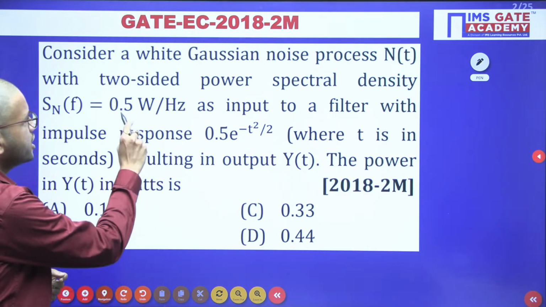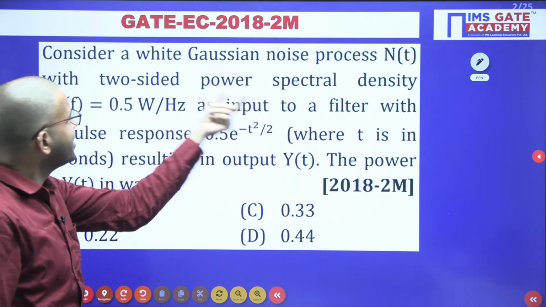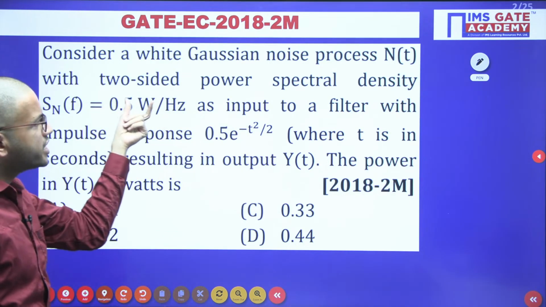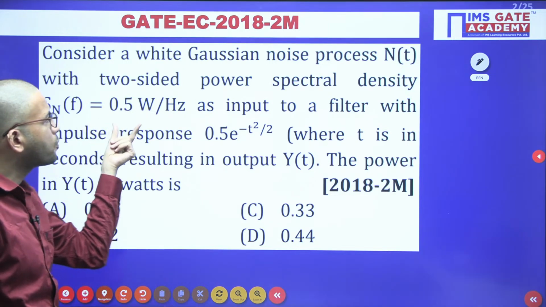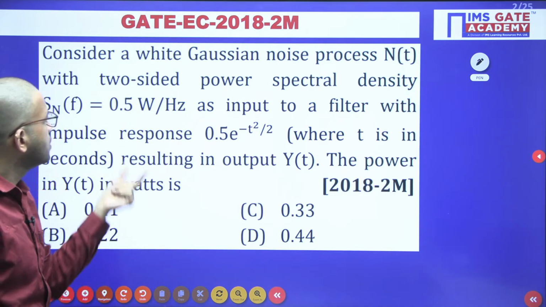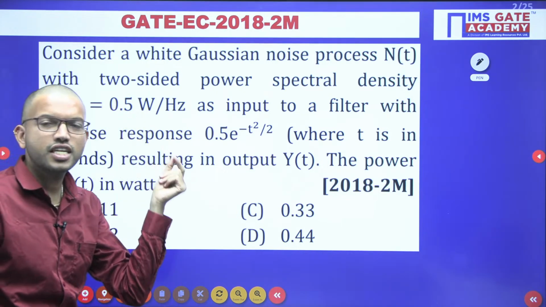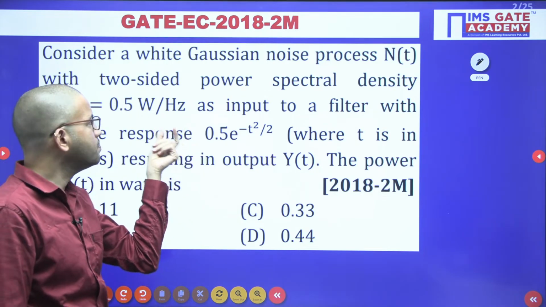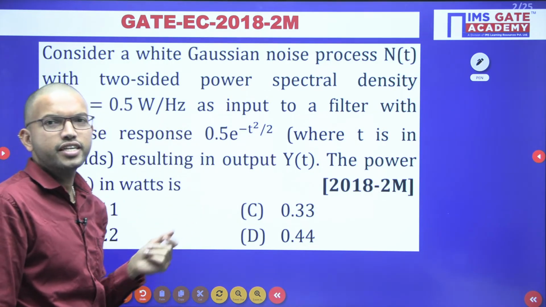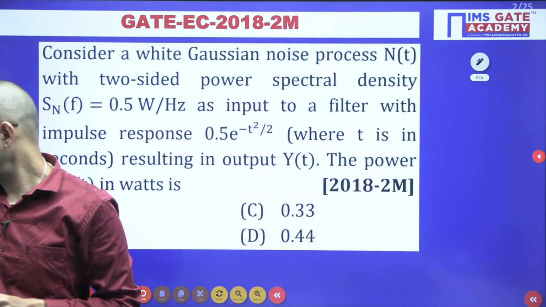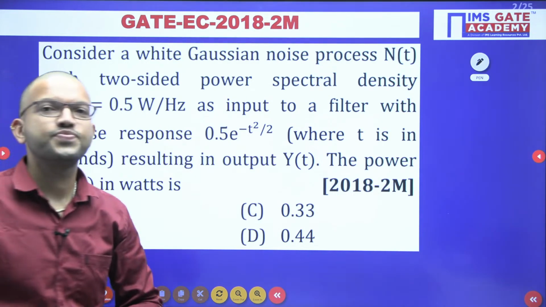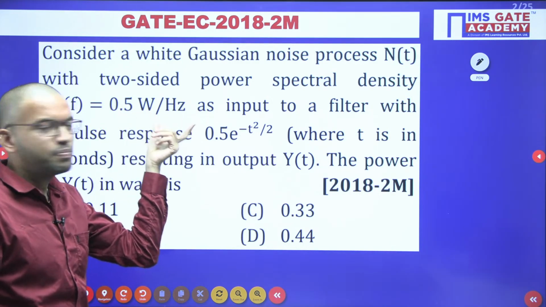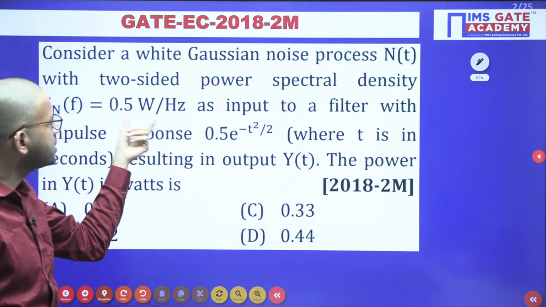In this question they have mentioned that N of t is a white Gaussian noise process, with a two-sided power spectral density given as 0.5 watt per Hz. Whenever you have units of watts, that means it is related to power, and in the denominator you have Hz, which is the unit of frequency. Yes, very good Manoj. So power divided by frequency means power spectral density, and the units are watt per Hz.